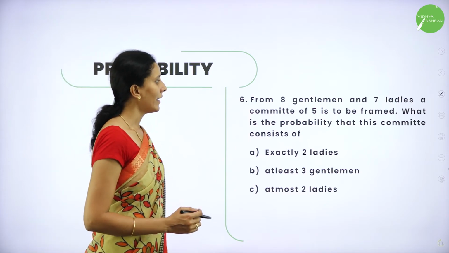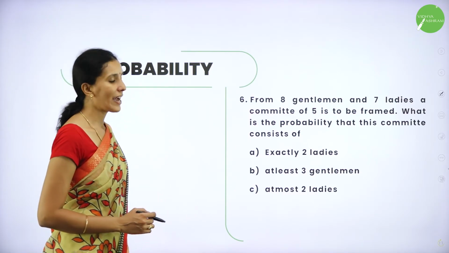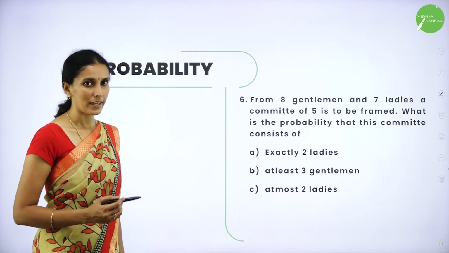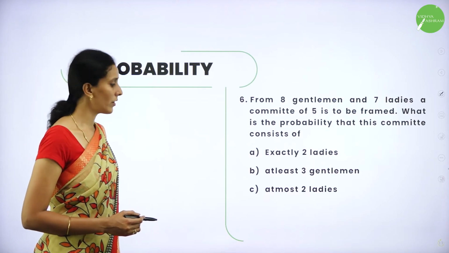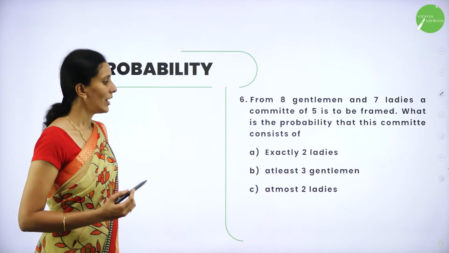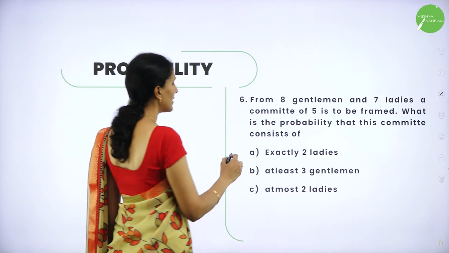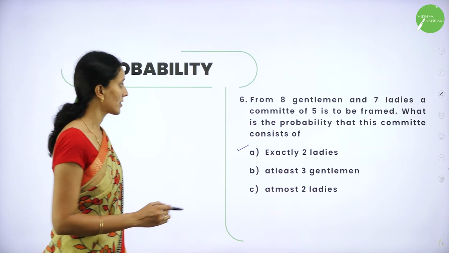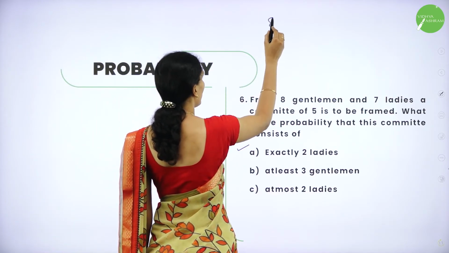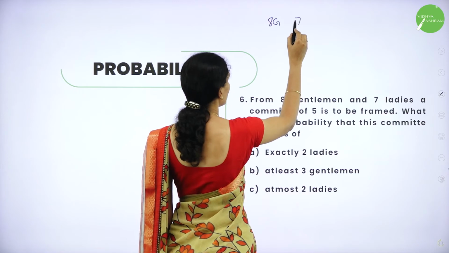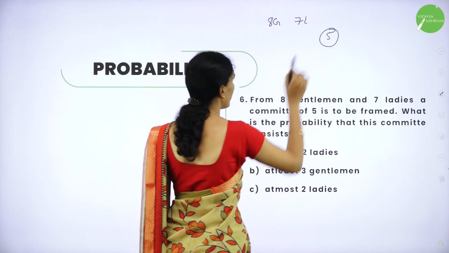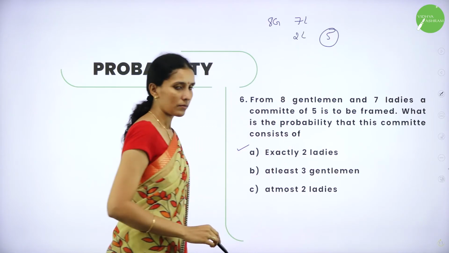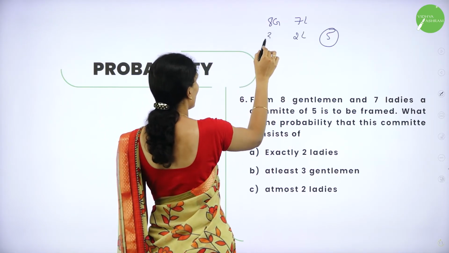From 8 gentlemen and 7 ladies, a committee of 5 is to be framed. What is the probability that this committee consists of exactly 2 ladies, at least 3 gentlemen, at most 2 ladies? Let us study the different cases. The first case is that I have to select in a way that there are exactly 2 ladies. I have 8 gentlemen and 7 ladies, and a committee of 5 has to be framed. If there are exactly 2 ladies, then 3 men must be selected.